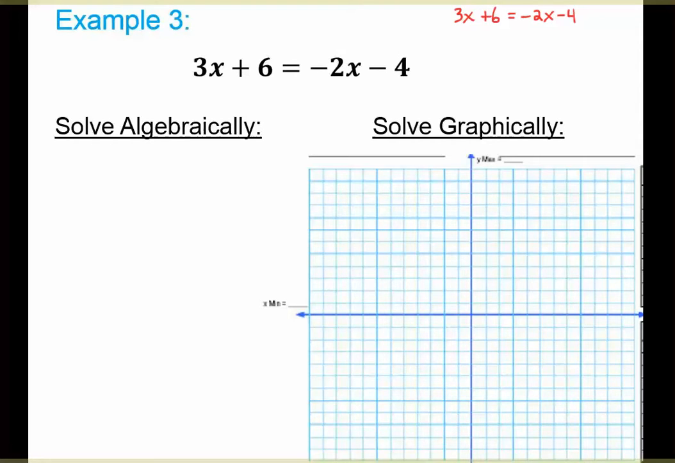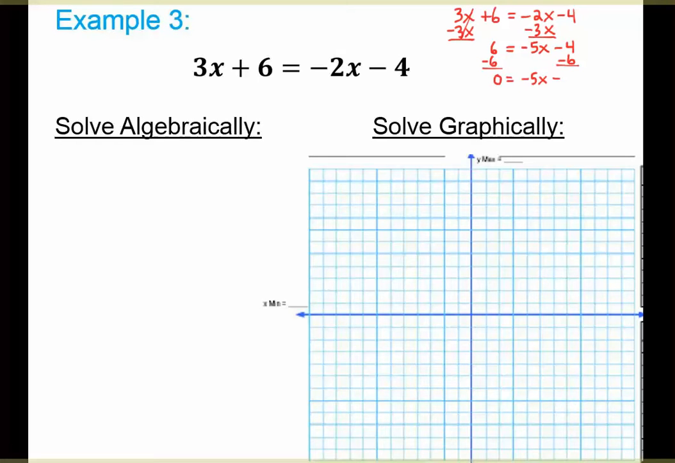I taught you guys to collect variables and keep everything positive, so I'm hoping that most of you added 2x. Just to mix it up, I'm going to subtract 3x. So maybe I'm doing something different than what you did, and that's okay. And you're left with 6 equals, that looks like negative 5x minus 4. And remember, I'm trying to get everything on the same side set equal to 0. So now I need to take away my 6. A little bit different than solving algebraically. And this leaves me with 0 equals negative 5x.